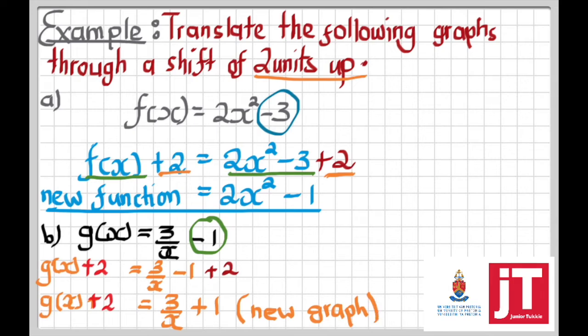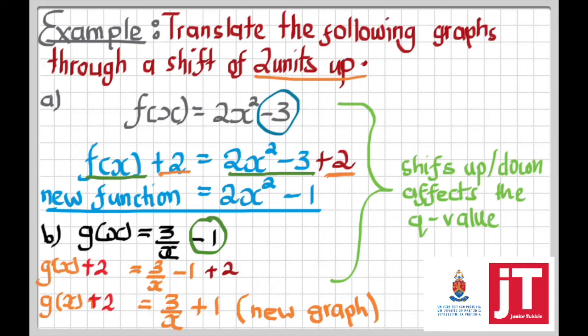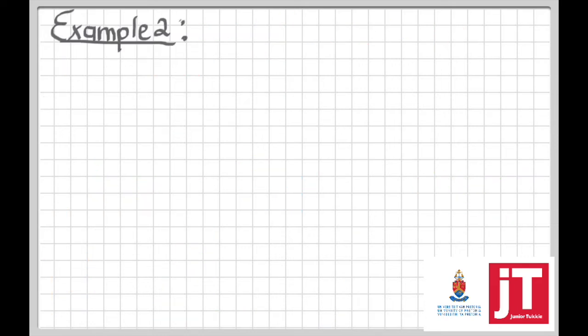We move on to another example where it's going to be asked differently. But before we do that, just to reiterate, shifts involving upward or downward movement affect the q value. I've already reiterated that, and I'm just emphasizing yet again because it's important. But we move on to the next one where we're given a different scenario. Again here, it's a translation, but let's have a look at it.